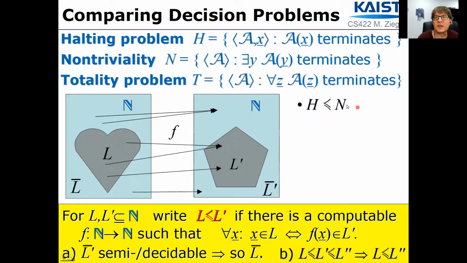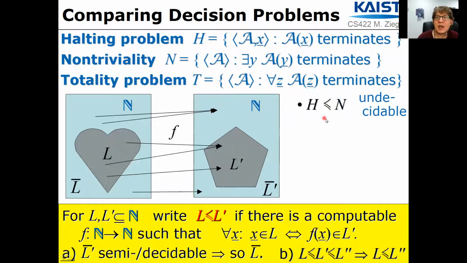Okay, but we've stated the first comparison, and it follows from this comparison that the non-triviality problem must also be undecidable. Why? Well, because if N were decidable, then according to item A, it would follow that also H is decidable, which we know from the very first lecture that it is not. So thus we have already established a second undecidable problem. Well, as established, except for that I need to convince you of this reduction.